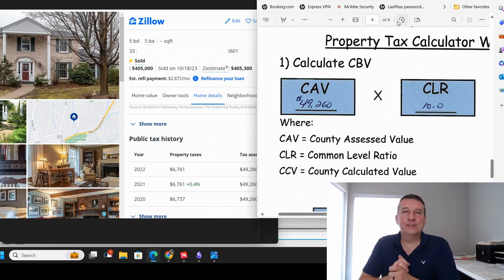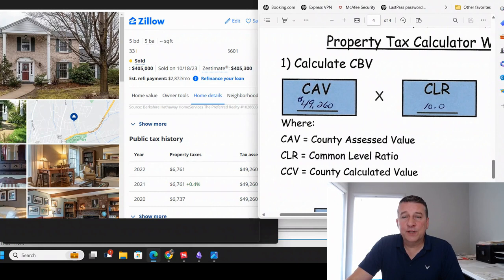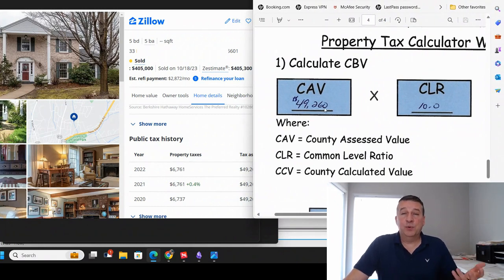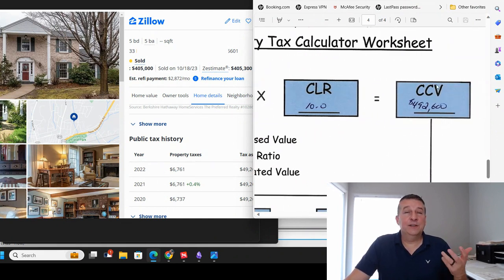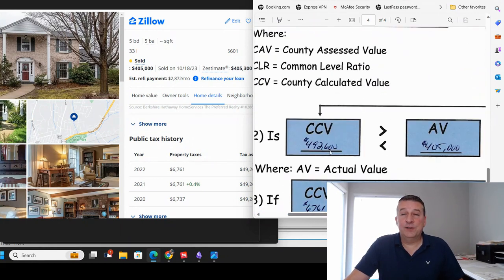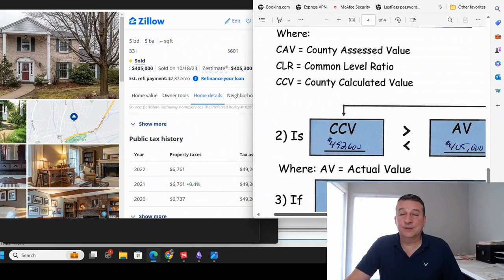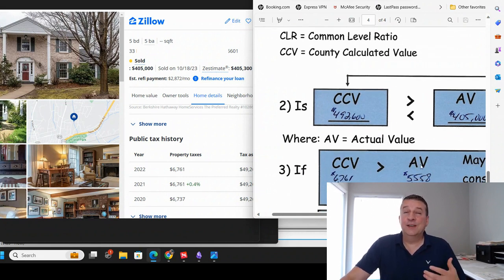Okay, so here is the fourth example. It's a 5-bedroom, 5-bath, sold October 18th for $405,000, and the county assessed value, let me slide that over, it's $49,260. So we put the assessed value in here. The common level ratio is 10. Says that the county calculated value is $492,600. Okay, we're going to come back down here. $492,600 is greater than $405,000. So that tells us that these folks could potentially have a savings that they may want to apply for a tax appeal. And let's take a look at it.